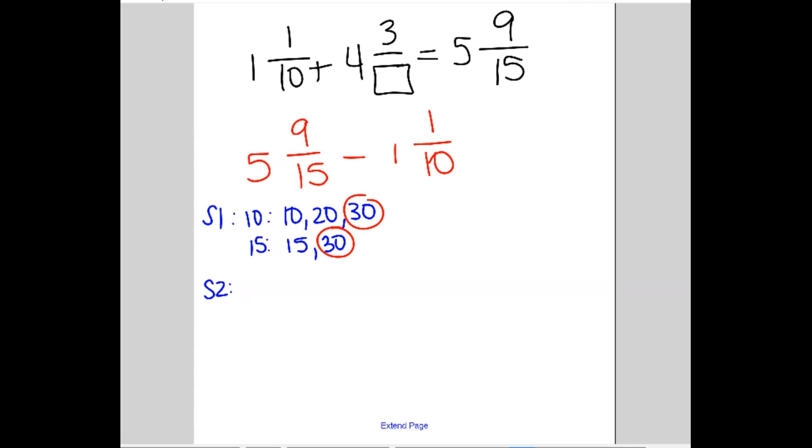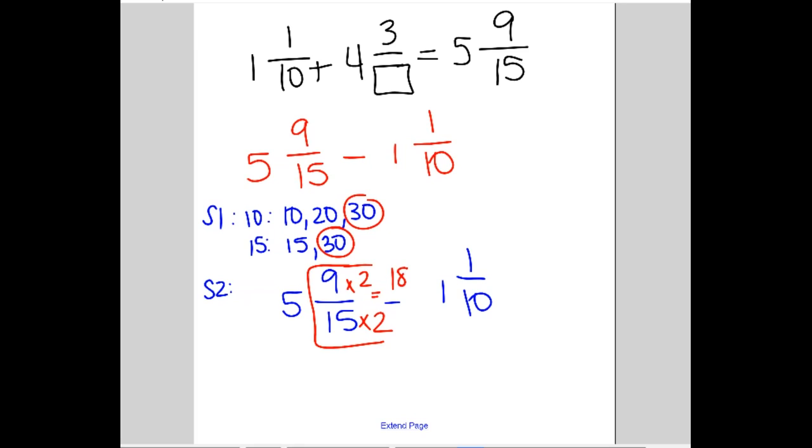So let's get the original going. 5 and 9 fifteenths minus 1 over 10. All right, what do I need to multiply my 15 by to get 30? 15 times what gives me 30? 15 times 2. And whatever I do to the bottom, do to the top. So now this new fraction is 18 over 30. So that new mixed number is 5 and 18/30. Ooh, that's a big one.